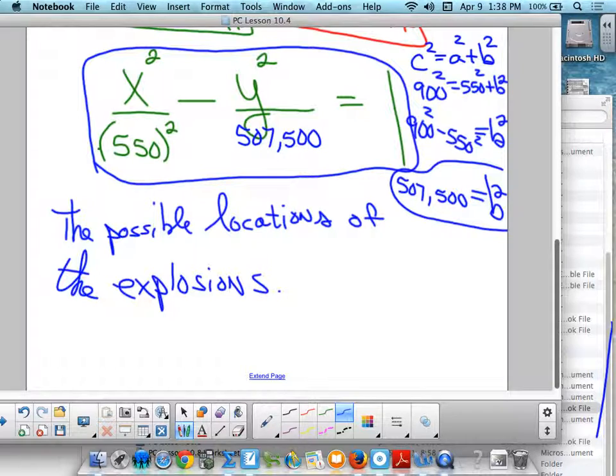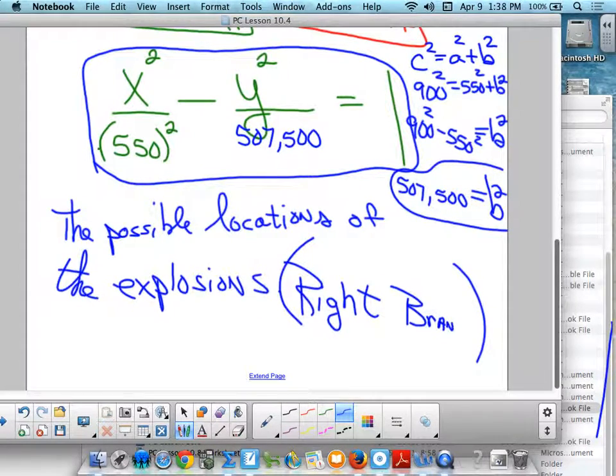Okay, you know what I'm going to say? On my graph, it would be on the what side? The right branch of the hyperbola. The way I drew it, it was over here, wasn't it? On the right side. That's going to tell you where it could be. Now, can I pinpoint this thing? No, I can't pinpoint it. All I know is it falls on the right branch.